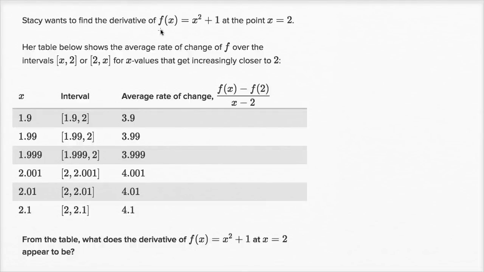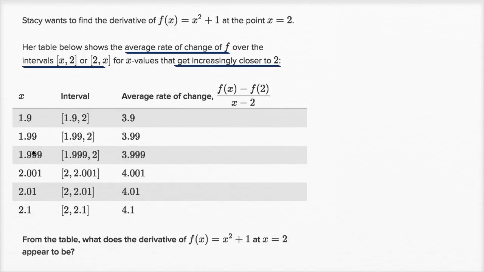Stacy wants to find the derivative of f of x equals x squared plus 1 at the point x equals 2. Her table below shows the average rate of change of f over the intervals from x to 2 or from 2 to x, and these are closed intervals, for x values that get increasingly closer to 2. It looks like we're going to be dealing with some type of a limit, or we're trying to calculate or approximate some type of a limit.